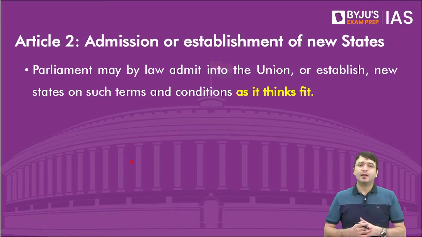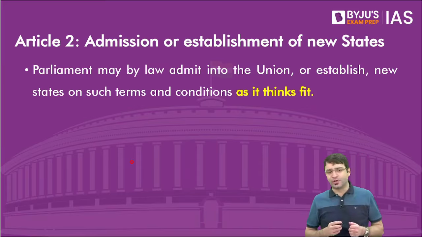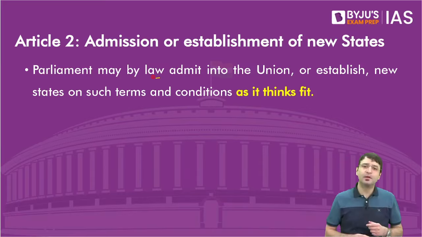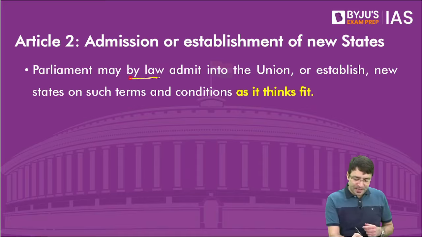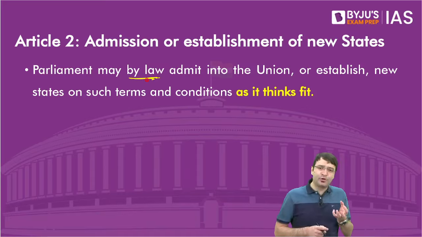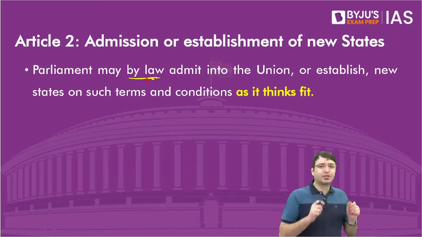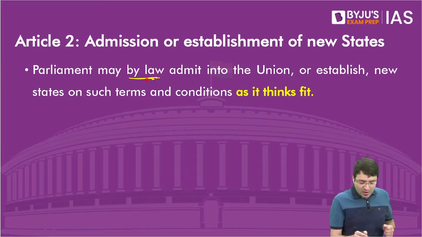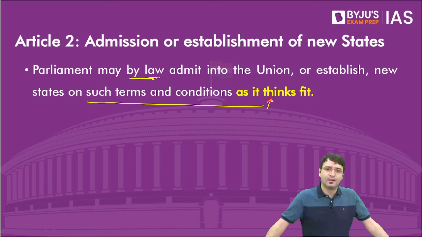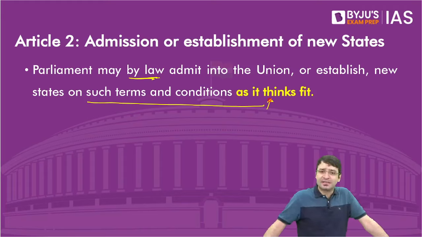Okay. Let's look at Article 2 of the Constitution. Article 2 says Parliament may, by law. What can Parliament do? It can pass a law. Through this law, what can it do? It can admit into the Union or establish new territories on such terms and conditions as it thinks fit. So what is Article 2? Parliament may, by law, admit into or establish new states on such terms and conditions as it thinks fit.